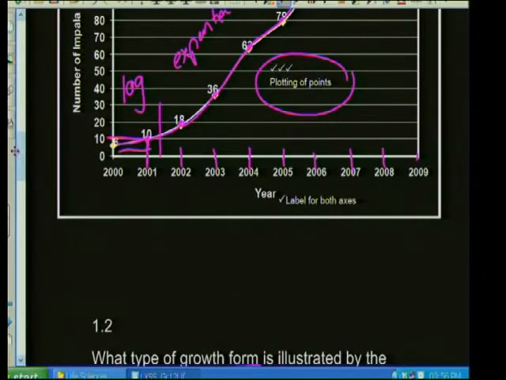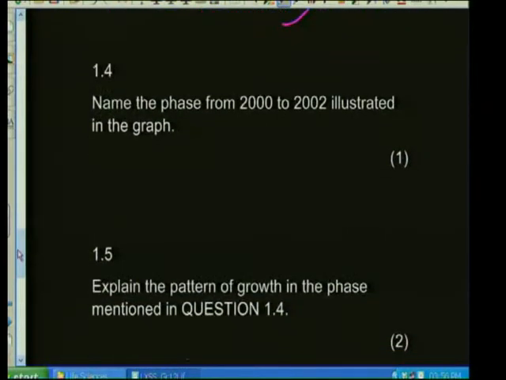Now, do you see how important it is that you're going to have the correct axes? 2000, 2002, what is that phase? It is the lag phase. For 1 mark, they don't want you to explain anything. Just name the phase. Remember, be kind to your marker.